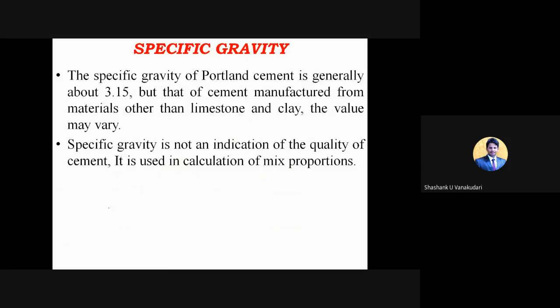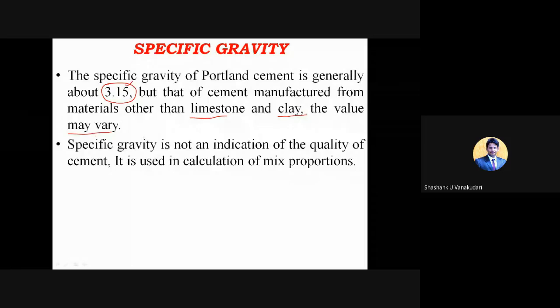So specific gravity is a general property of all materials. The specific gravity of Portland cement is generally about 3.15. This is the standard specific gravity of cement. It should be 3.15. But for cement manufactured from materials other than limestone and clay, the value may vary. If they have used raw materials other than the argillaceous and calcareous materials, this 3.15 is going to vary. Okay, so that is with respect to specific gravity.